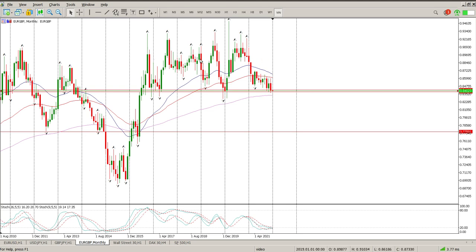Anyway, that's kind of my view at the moment on Forex. Not much happening, but good to be back behind the trading station.